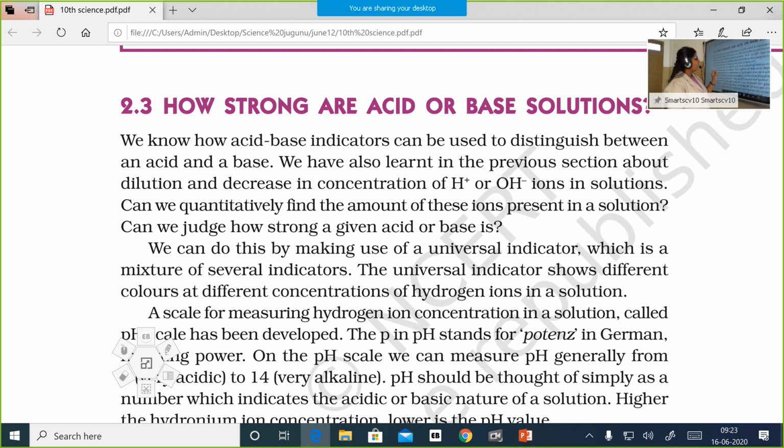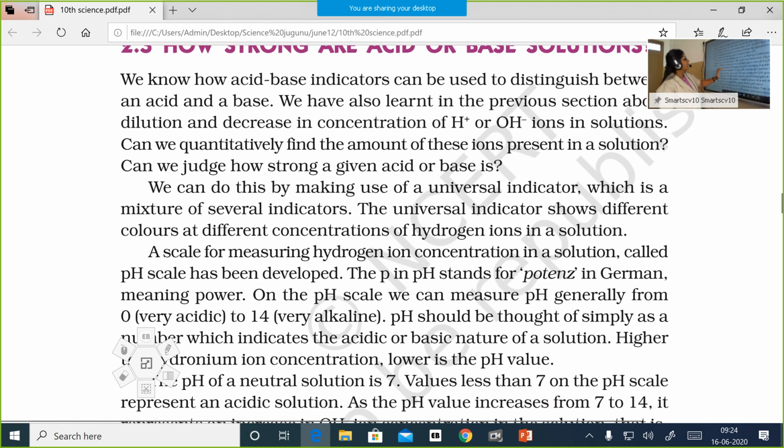Can we judge how strong a given acid or a base is? Yes, definitely we can, with the help of pH paper. We can do this by making use of a universal indicator, which is actually a mixture of several indicators. Usually natural dyes are used, so many natural dyes mixed together. Universal indicator shows different colors. What all range of colors? Colors ranging from red, orange, yellow, green, shades of blue, then indigo.